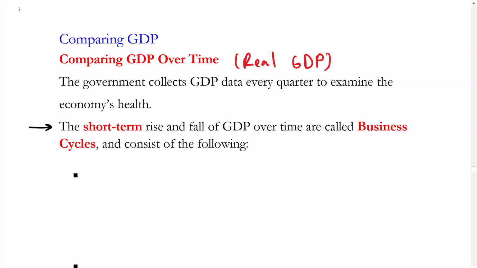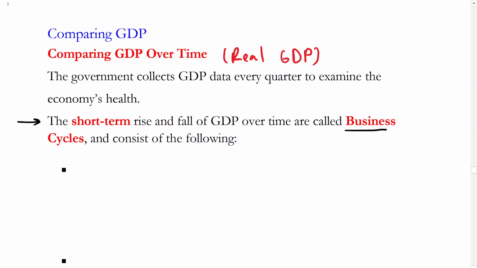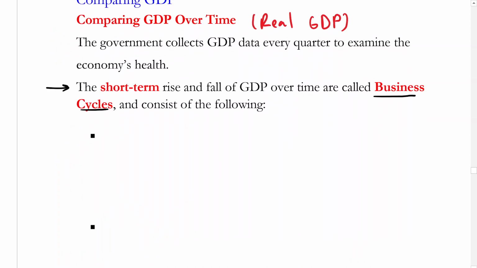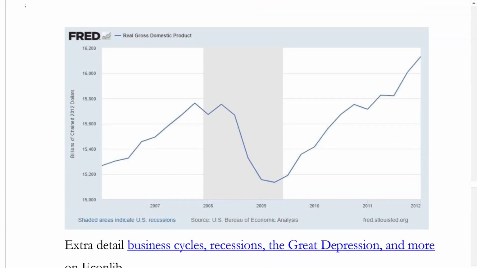In the short run, we have what are called business cycles, and these are just the general fluctuations of the economy as the demand for goods and services fluctuates. So here I'll show you just a quick example of a business cycle. We're moving up and down over time, and each of these components has a name.